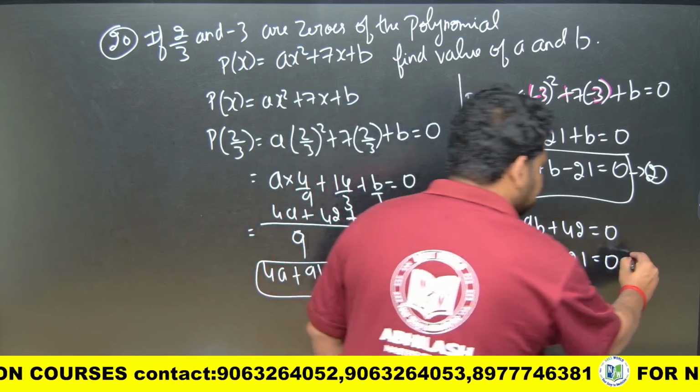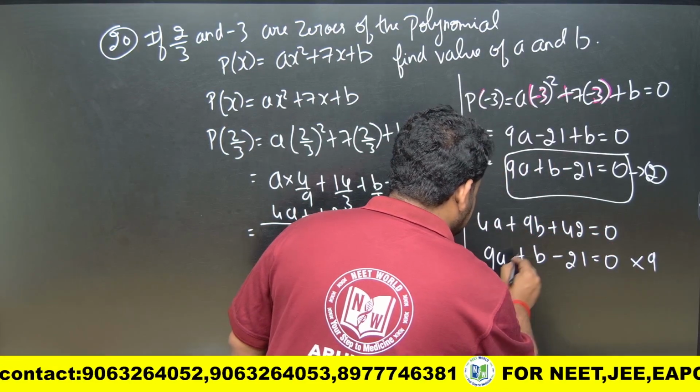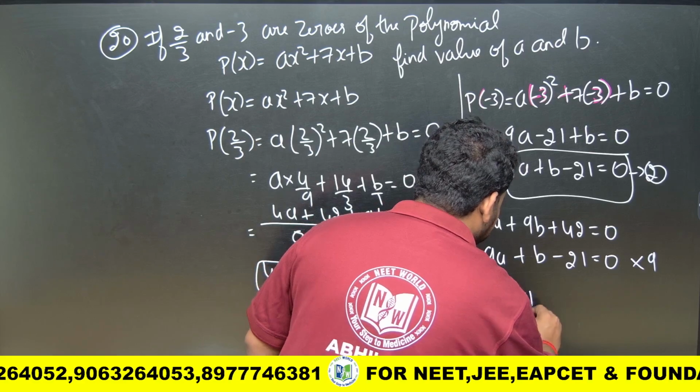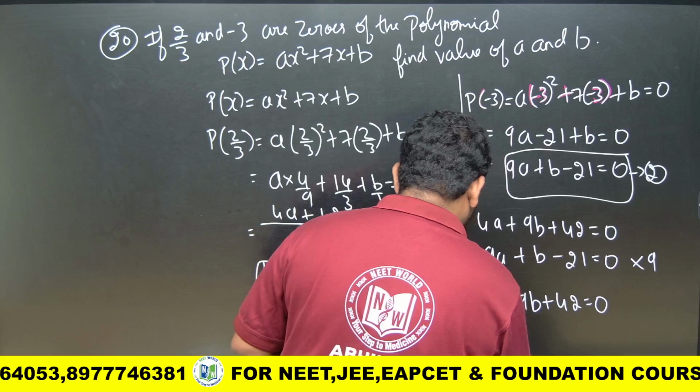So, for the second equation, I will multiply by 9. First, let me write the first equation: 4a plus 9b plus 42 is equal to 0. Okay. Now, what will happen to the second equation?